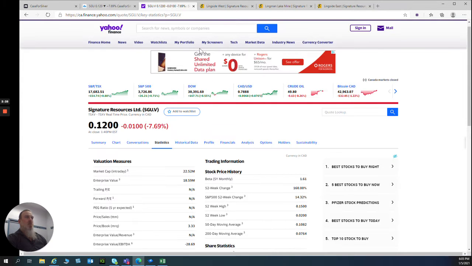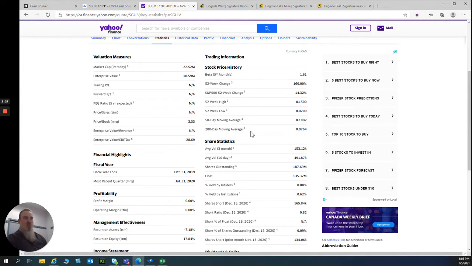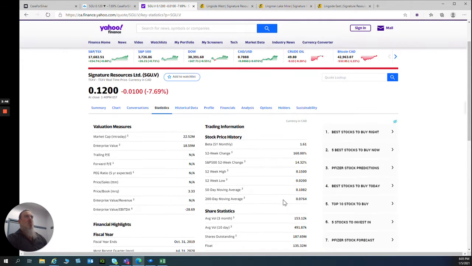One of the things I like to see in junior stocks, which stood out to me as a red flag here, is the percent held by insiders. We've got 0% of insiders holding this stock. Why? I'm not sure. Held by institutions, 0.62%. Not very high either. Okay.